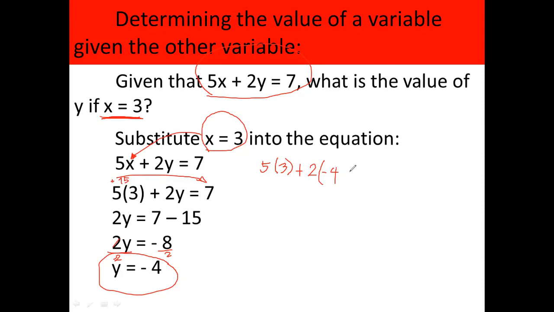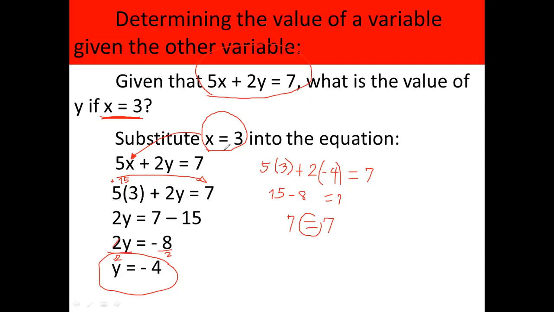Okay, so equals 7. So you have now 15 minus 2 times negative 4, which is 8, equals 7. All right, so you have there 15 minus 8 equals 7. So 7 equals 7. Therefore, the left-hand side and the right-hand side of your equation are equal. So therefore, you are correct.